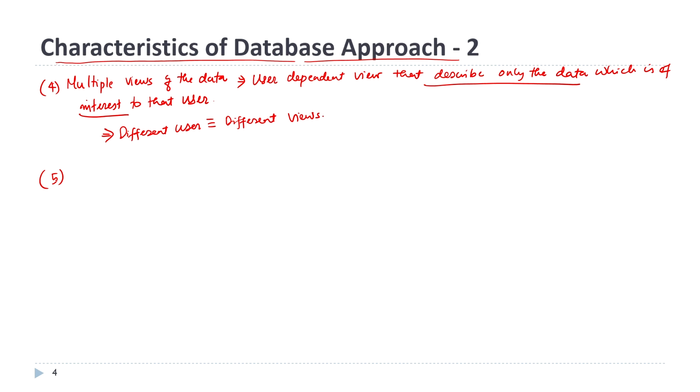Then comes the fifth one. We talk about it as data abstraction. It is a fancy word. What it implies is hiding storage details and only presenting the conceptual view to the user.